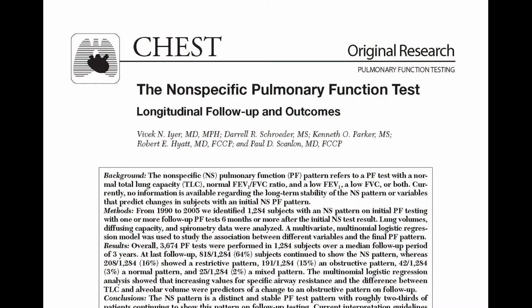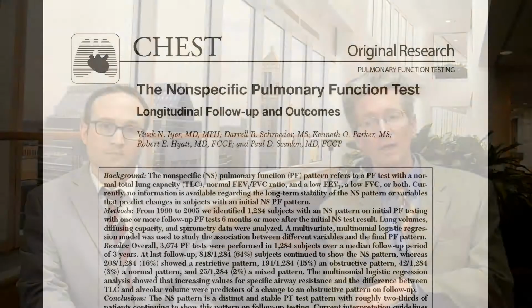We have a large laboratory here, and we tend to observe a lot of things in greater numbers than smaller labs might. So over the years we've observed these patterns that were not previously described, and in 2009 we published the first article that described the nonspecific pattern. It's not a very catchy title, but it describes about 10% of all complete pulmonary function tests, and it's a useful pattern to understand. It's been pretty well received in the pulmonary community.